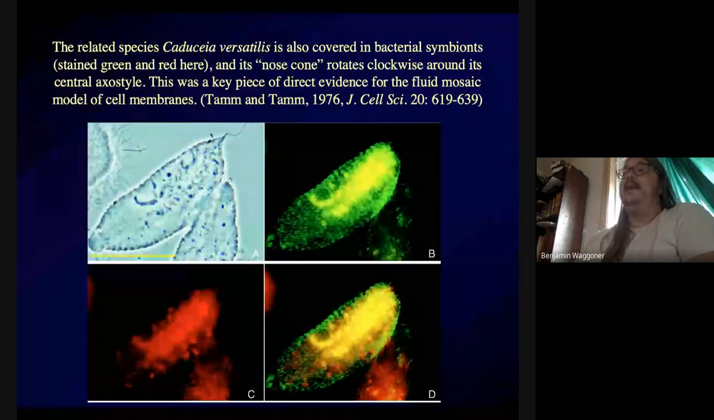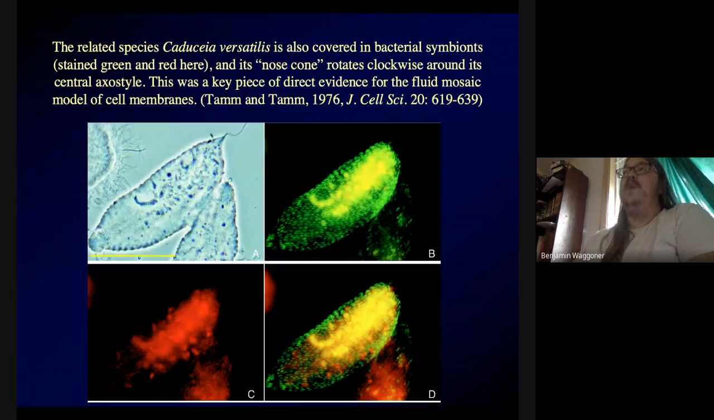You couldn't have a solid membrane and have part of the cell perpetually rotating. It would eventually twist in two, like making a balloon animal or something like that. If you twist a balloon, you end up pinching it off and making two little bubbles. The only way that you're going to get this kind of rotation without twisting the cell is if the membrane is a two-dimensional fluid. So Caducea was an important piece of evidence for the fluid mosaic model of cell membranes, which is the one that you've learned.